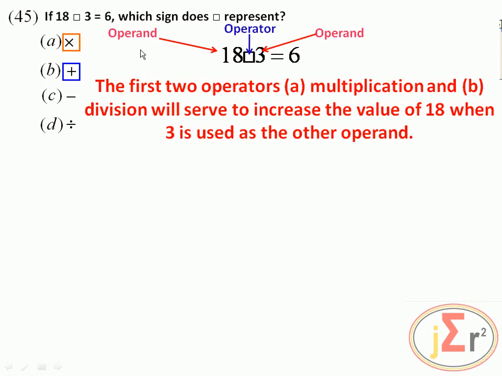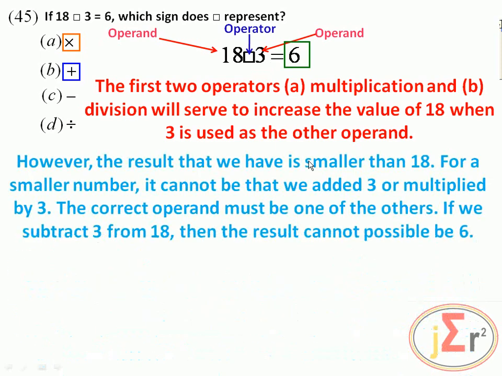So, 18 times 3 will be greater than 18. But we have 6. That's not correct. 18 plus 3 will be greater than 18. But we have 6, which is less than 18. So we are sure that these two signs cannot possibly be correct. However, the result that we have is smaller than 18. For a smaller number, it cannot be that we added 3 or multiplied by 3.